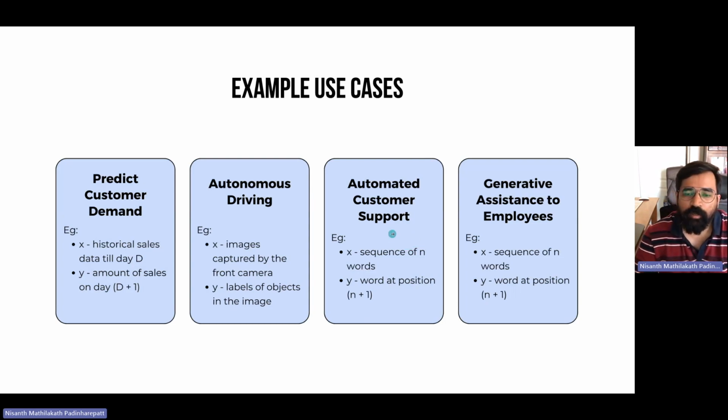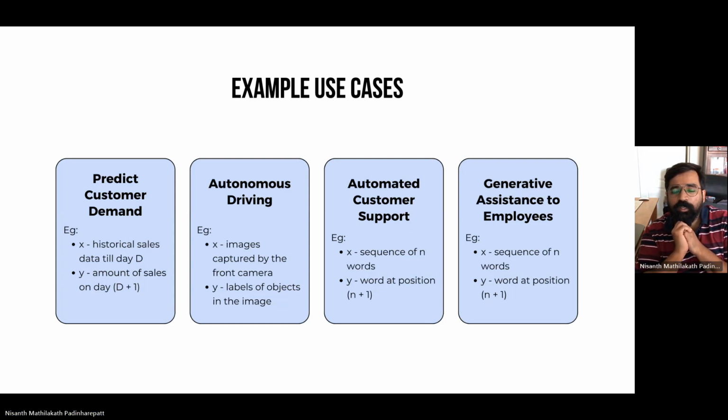In customer support, what is X? A sequence of n words is X, and the word at position n+1 is Y. If there is a sentence like "a quick brown fox jumped over a cat", then "a quick brown fox" is the n words, and the next word, the n+1 word, is Y. The sequence of words represents X, and Y is the guess for the next word. What is the probability of the next word being "jumped"? That is Y.